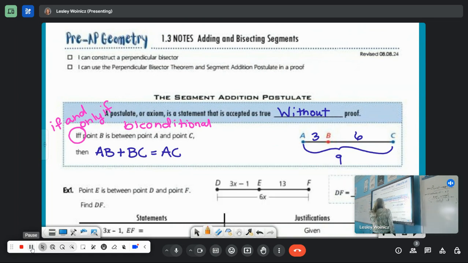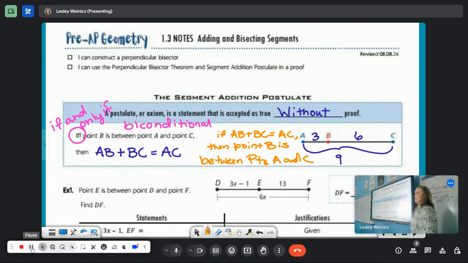So let's write that real quick here in orange. So if AB plus BC equals AC, then point B is between points A and C. So I can use that biconditional statement to make conclusions going in either direction. Okay.